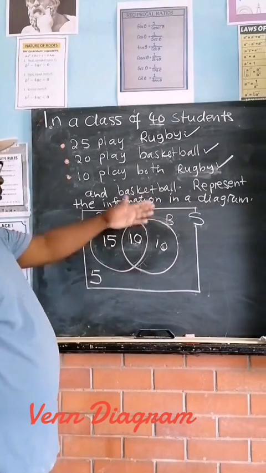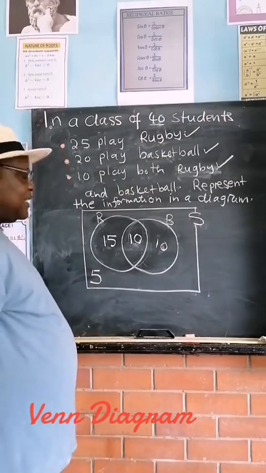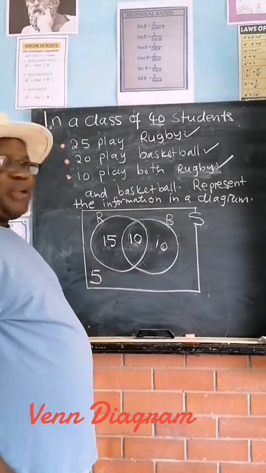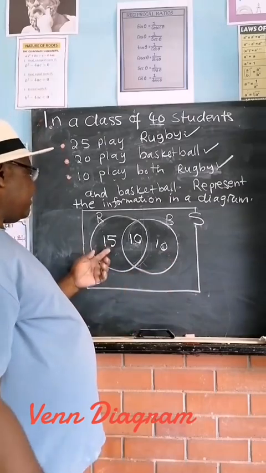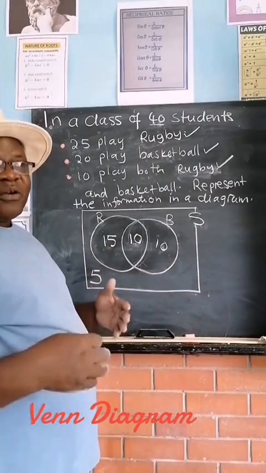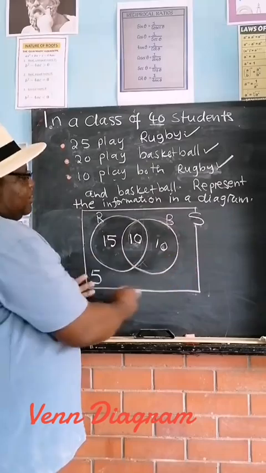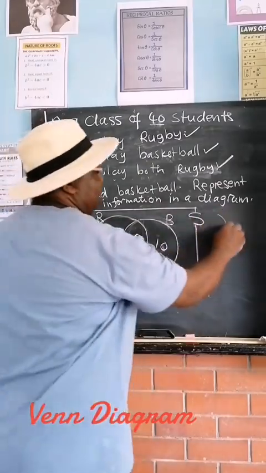So this is the complete Venn diagram. If the question says, what is the number of those who play basketball only, I now have it. Or rugby only, I now have it. Neither rugby nor basketball, I now have it. And this is easy with the diagram called the Venn diagram.